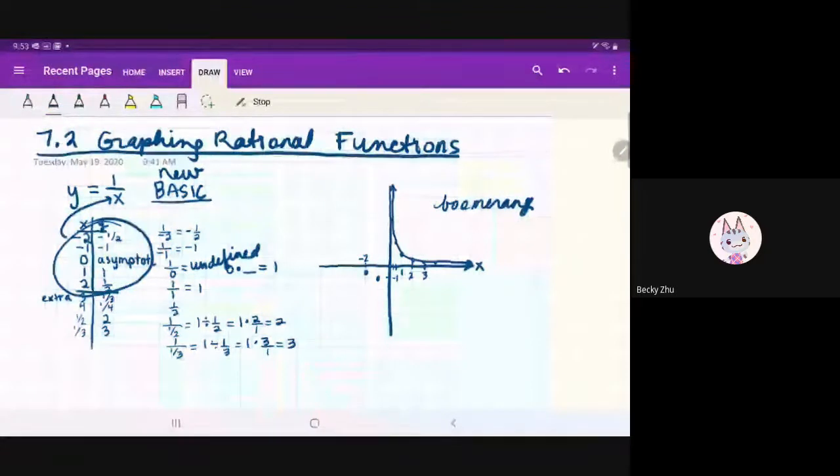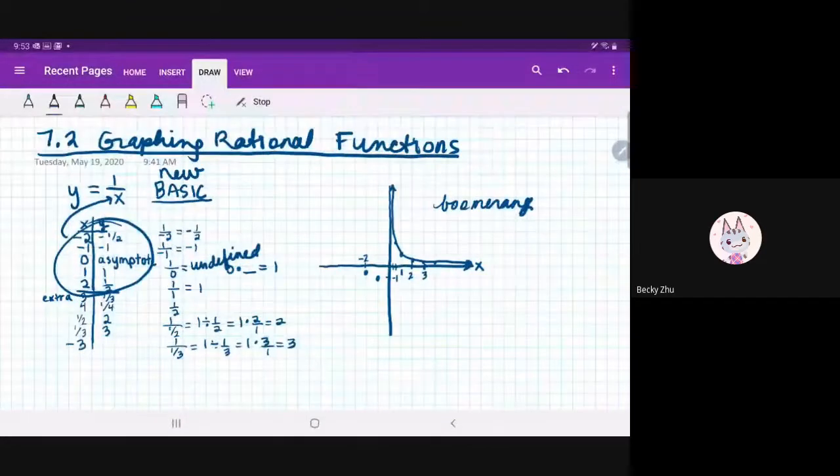Now we need to figure out, well, what happens on the left side? So what happens if I substitute in a -3? So 1 over -3 is -1/3. And then -4 would be -1/4. Okay, so that looks like it hugs this other asymptote, the x-axis.